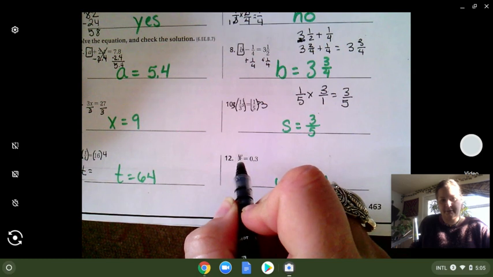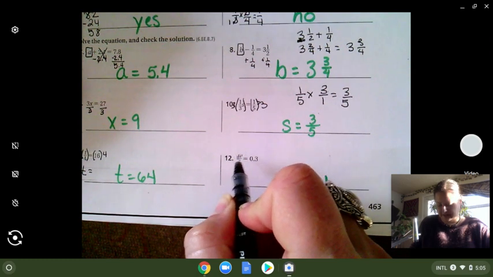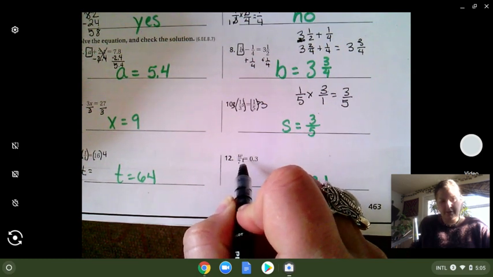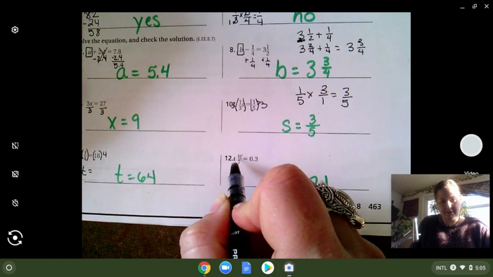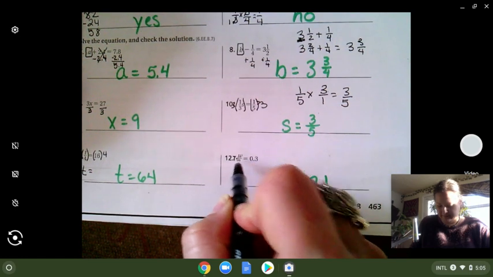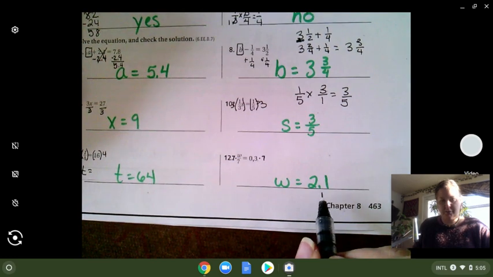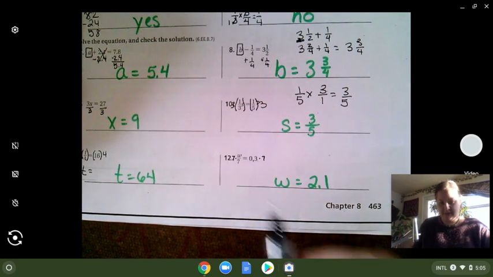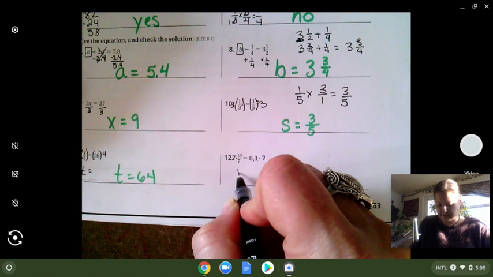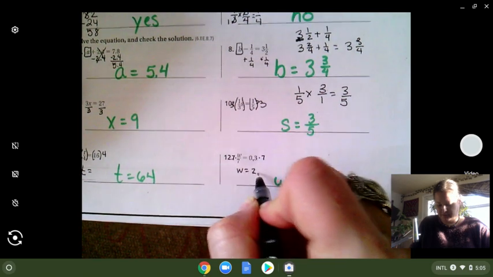All right, here again, we are dividing, and we need to isolate our variable. So in order to get it all by itself, we need to multiply both sides by 7. So 0.3 times 7 is 2.1. And you cancel the 7's out, you're left with w equals 2.1.